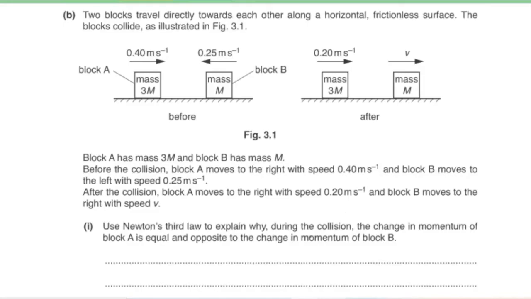Block A has mass 3m and block B has mass m. Before the collision, block A moves to the right with speed 0.4 meters per second and block B moves to the left with speed 0.25 meters per second. After the collision, block A moves to the right with speed 0.2 meters per second and block B moves to the right with speed v. Part 1, use Newton's third law to explain why during the collision, the change in momentum of block A is equal and opposite to the change in momentum of block B.